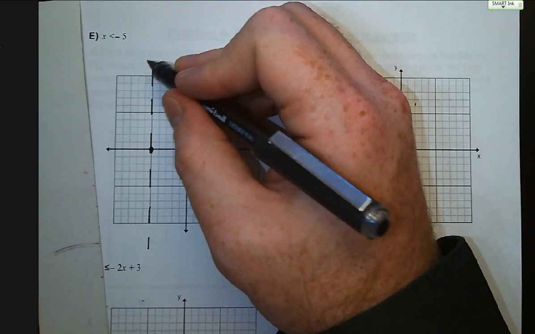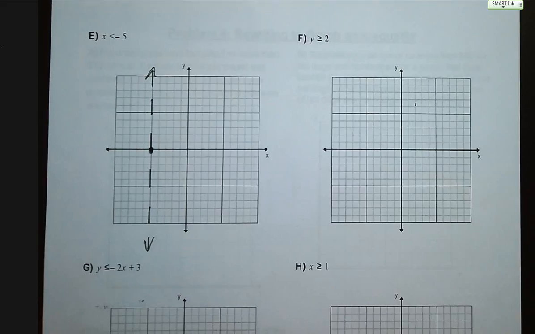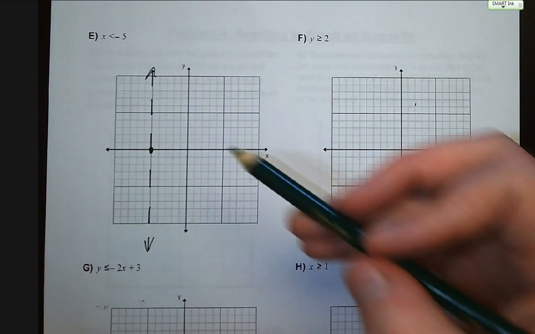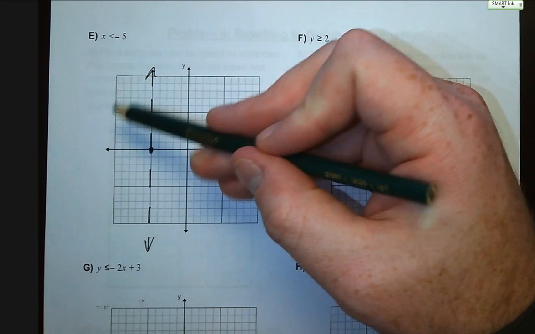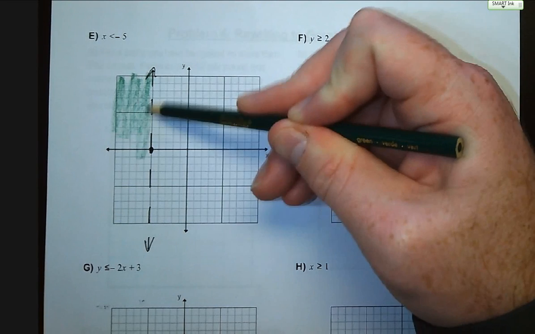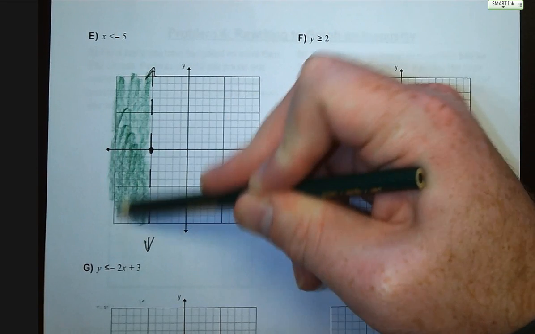All right. And it is less than. So again, we can plug in that test point of 0, 0. Is 0 less than negative 5? No, it's not. So we need to shade to the right.